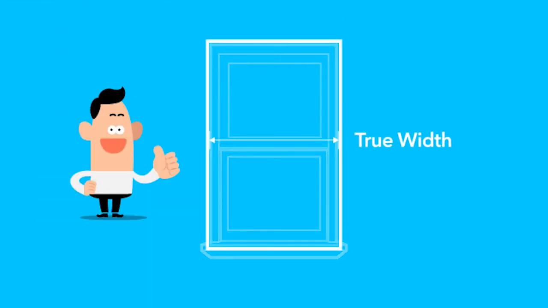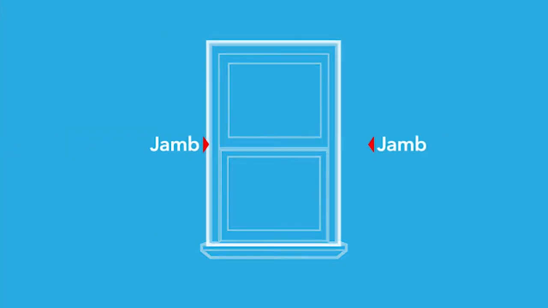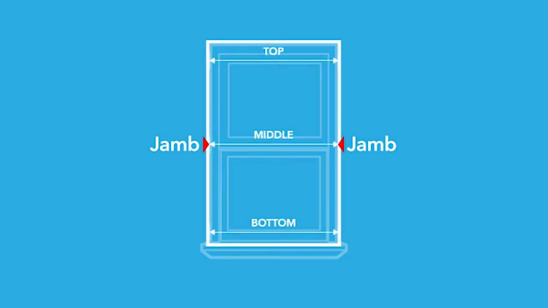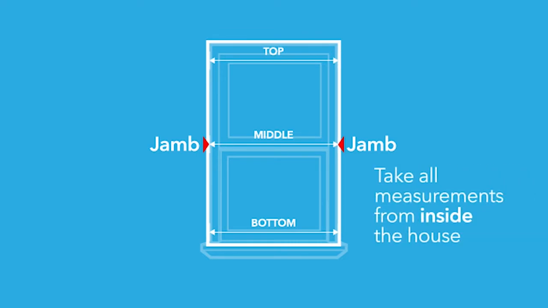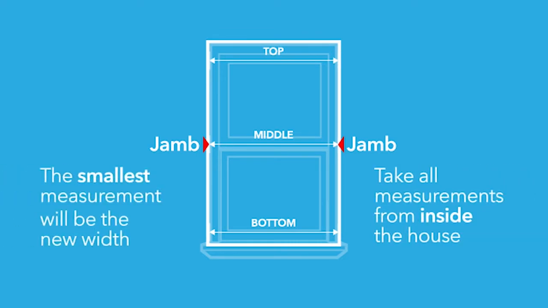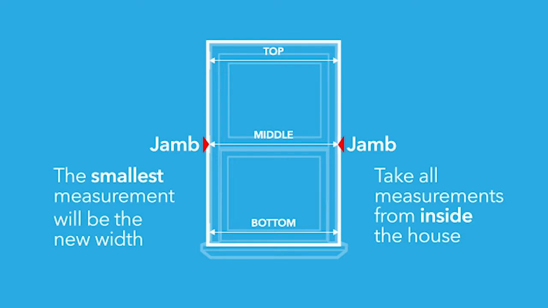The true width is the measurement of the distance between the left and right sides of the existing wood window opening. When measuring the width, measurement should record the distance from jamb to jamb at 3 locations: bottom, middle, and top. Be sure to take these measurements from inside the house. Use the smallest of the 3 dimensions as the width for the replacement window.